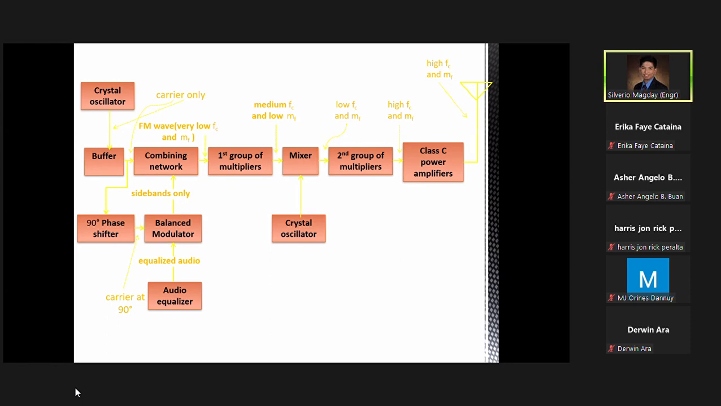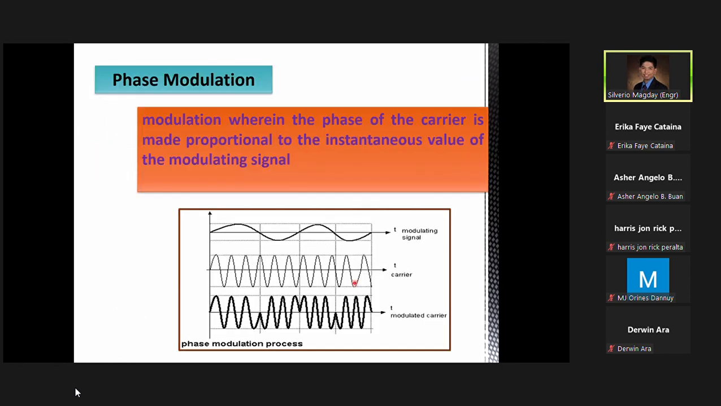So it uses, yung Armstrong, the indirect method uses phase modulation to generate yung frequency modulation. Ayan, kaya laging pinagsasama yung frequency and the phase modulation as an angle modulation kasi in some systems, in order to produce nga yung frequency modulation, ginagamitan na siya ng phase modulation. Kaya let's discuss phase modulation. So phase modulation wherein the phase of the carrier is made proportional to the instantaneous value of your modulating signal.